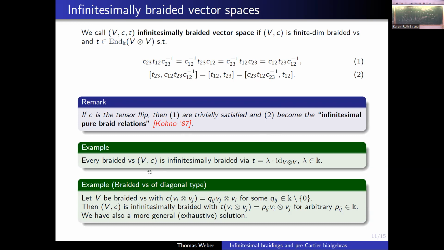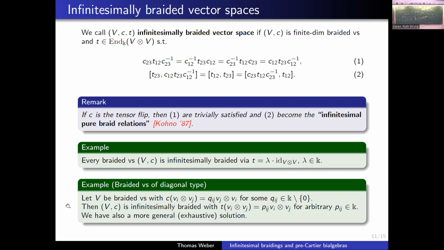Furthermore, you can show that for any braided vector space, 1 and 2 are automatically solved if you take as T a multiple of the identity. So this always gives a non-trivial way to solve this.